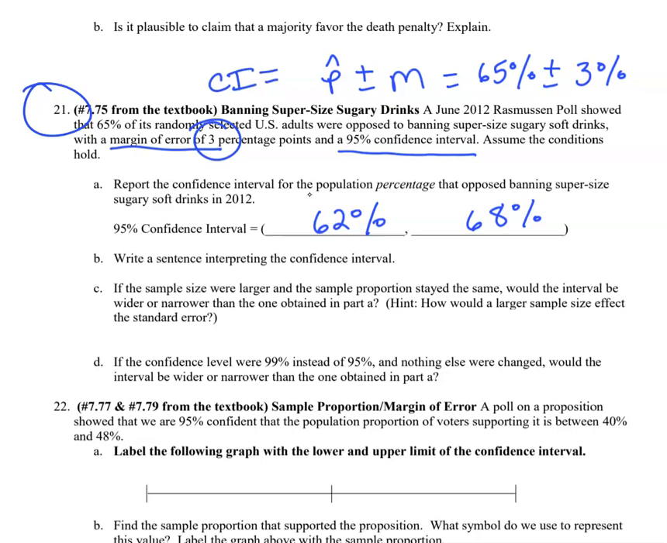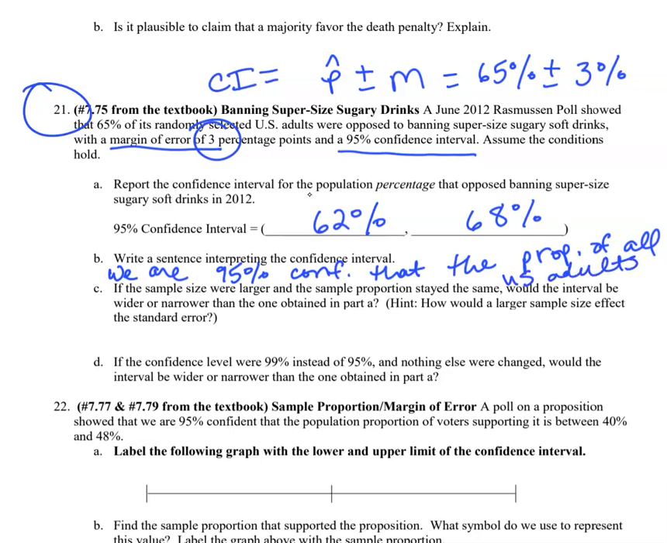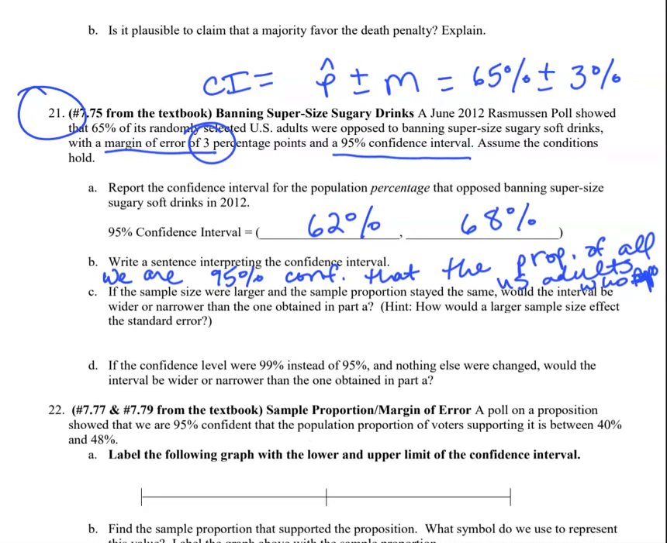And so my interpretation, we would say we are 95% confident that the proportion of all U.S. adults, and I'm sorry, I'm really short on room here, all who would oppose the ban is between 62 and 65, or I'm sorry, 68%.